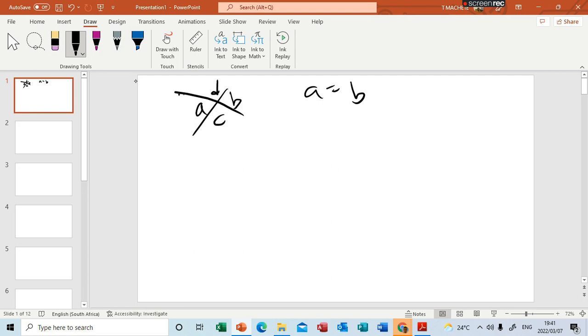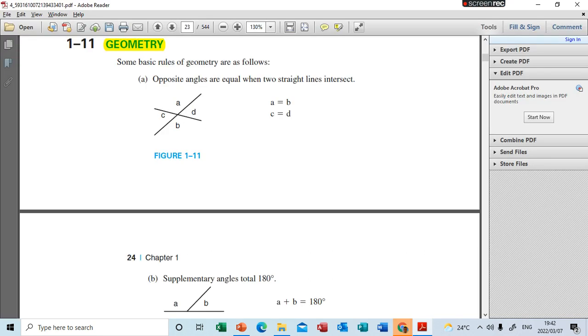That's it. Let's say your A was equal to 30 degrees, then your B will also be 30 degrees. That's your first law. There's no need for you to remember this. Obviously, if two straight lines intersect, then the opposite angles are equal. You just need to know that. As long as two straight lines intersect each other, the opposite angles are equal.